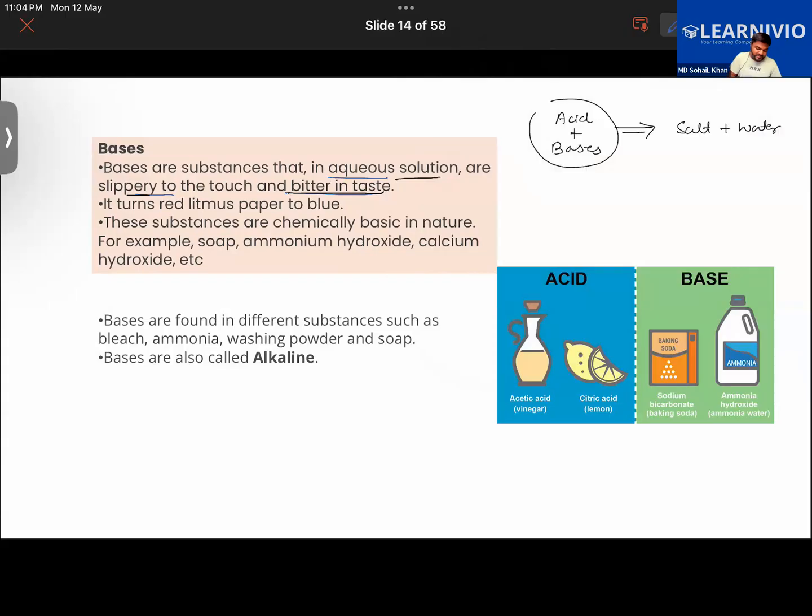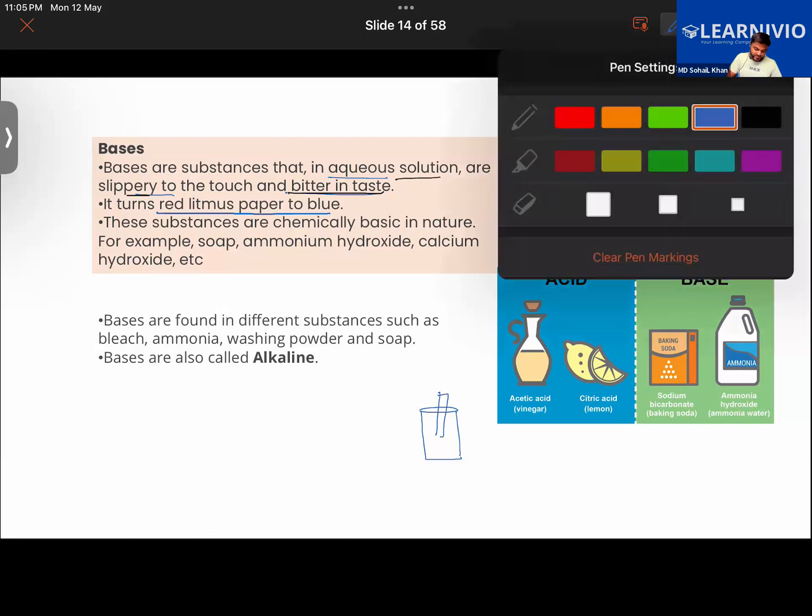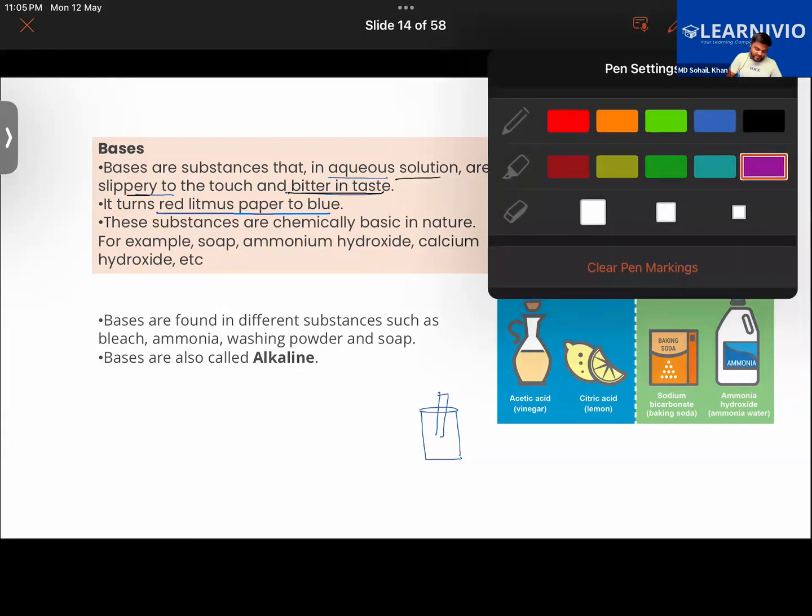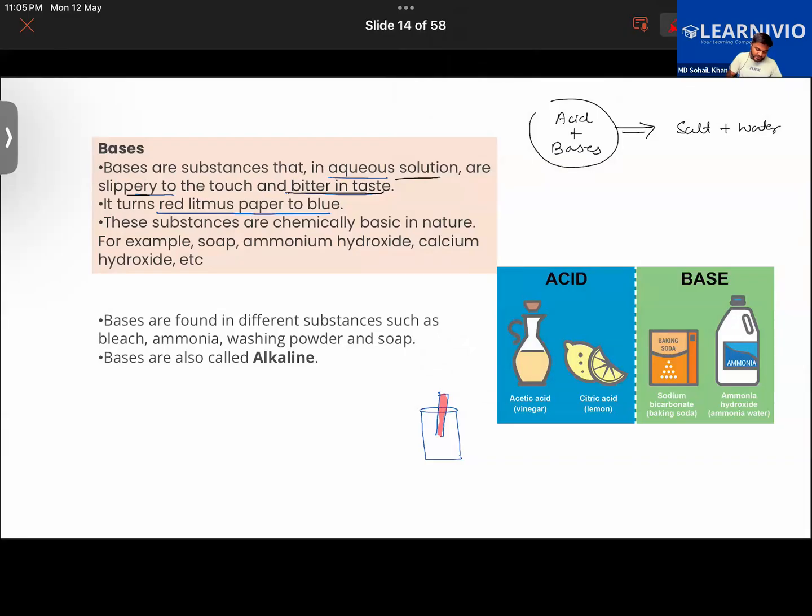Further, the bases turn red litmus paper to blue. If you have taken a basic solution and dipped a red colored litmus paper in it, and the color changes to blue, it indicates that the nature of the given solution is basic. So it has converted into blue color, and this was the red litmus paper which we had.